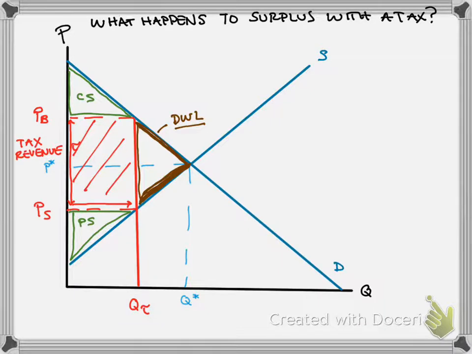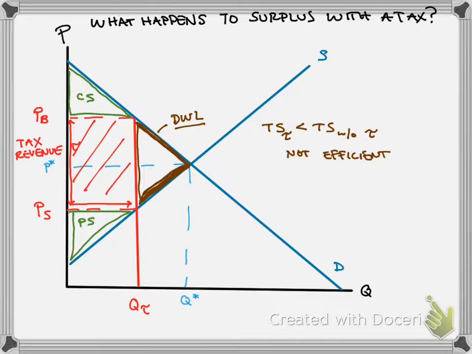And so now when we look at total surplus with a tax, it is less than total surplus without a tax. And so we are not efficient. And the book goes through and identifies each of these triangles or areas to identify what's happening.